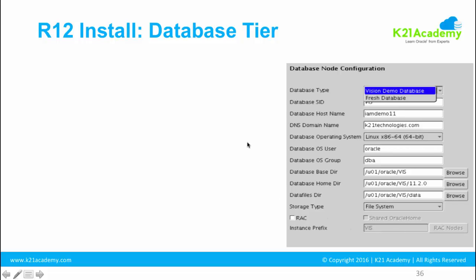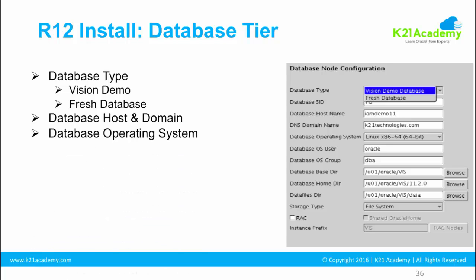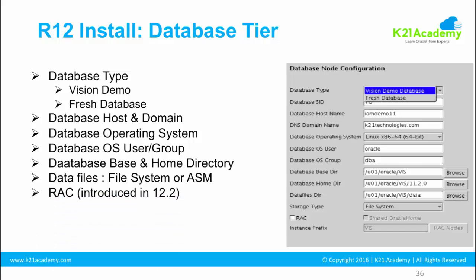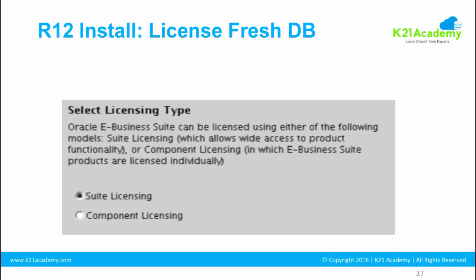So this is database tier configuration. Just to recap, database type, database host name and domain name, database operating system user and group, the Oracle base and home directory, data files, and RAC. So this is what you specify for the database tier. And then you hit next, it will go to the licensing model where you say what kind of license you want, and this option will be available only when you select production mode. If you select vision, you don't have it, because you want a vision database, it will select all the components.